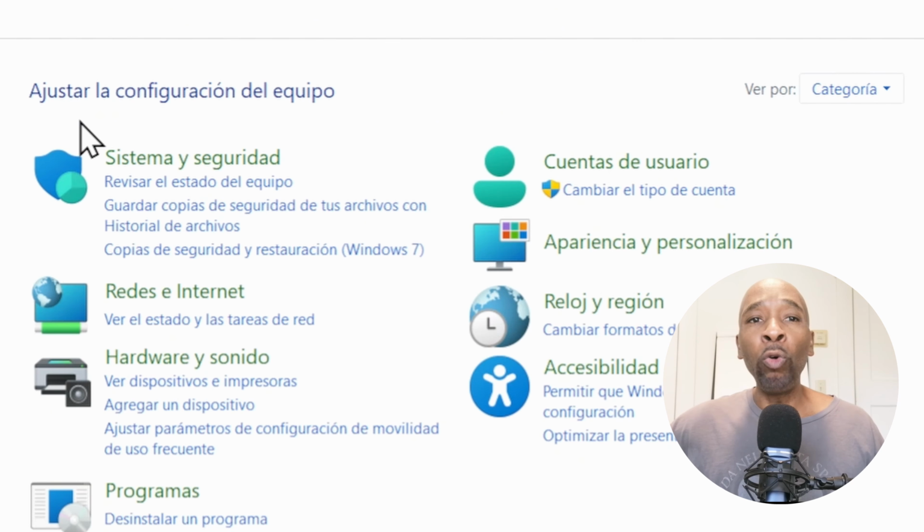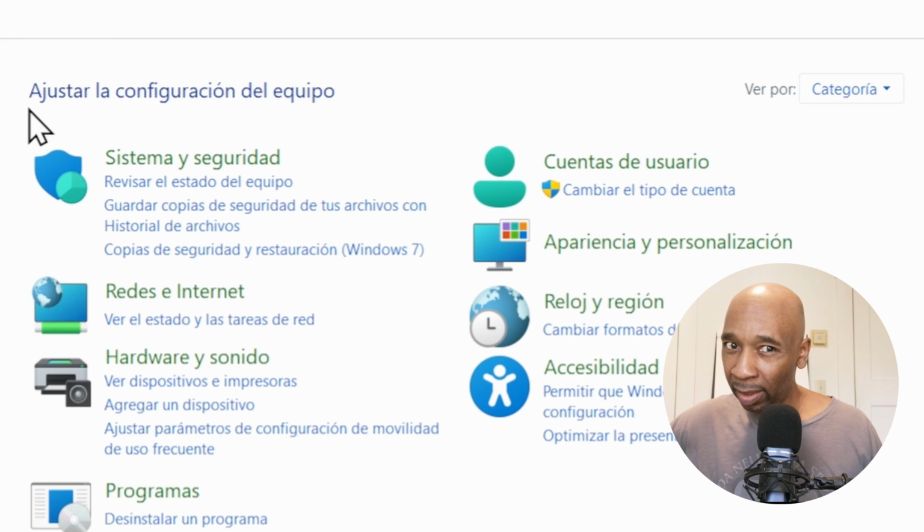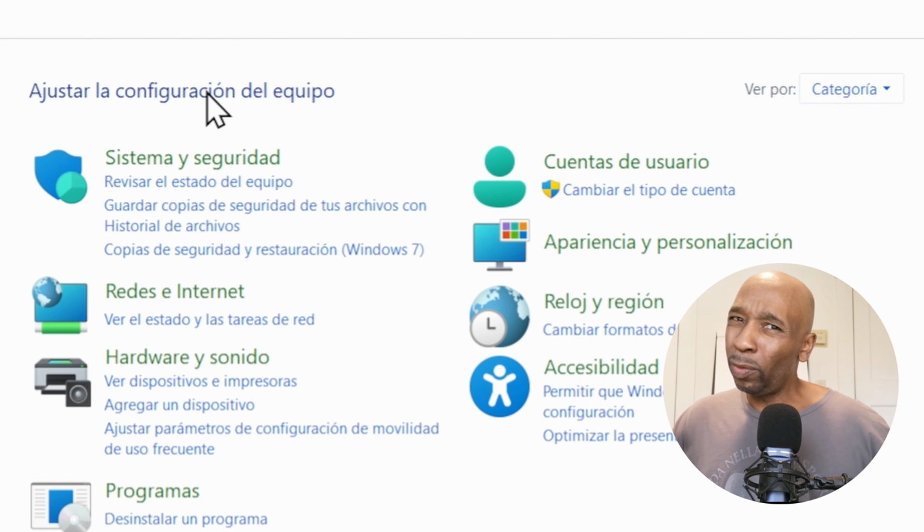Now we have ajustar la configuración del equipo. Okay? What does that mean? Let's look at it. Let's break it down. Ajustar. See adjust in there? Well, it kind of looks like adjust, just missing a D like we have in English. So ajustar la configuración. Think about it. Don't get flustered. Configuración, what is that? You know, what does that kind of sound like?